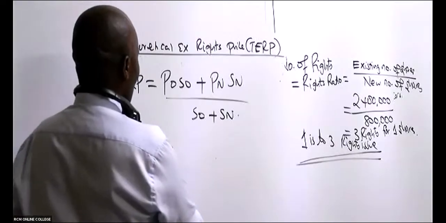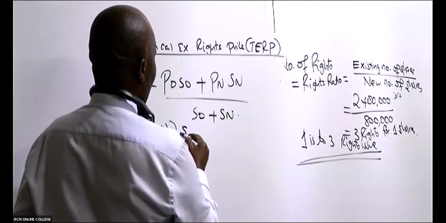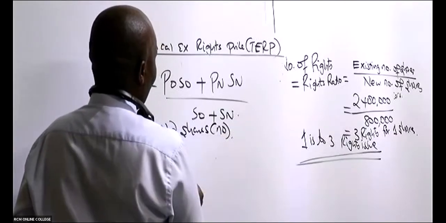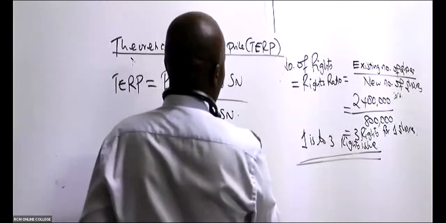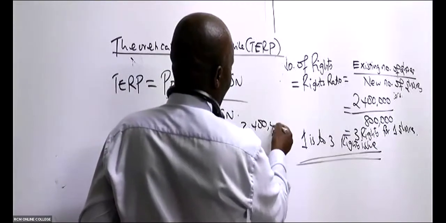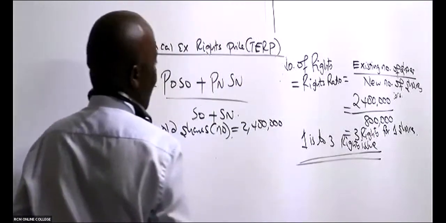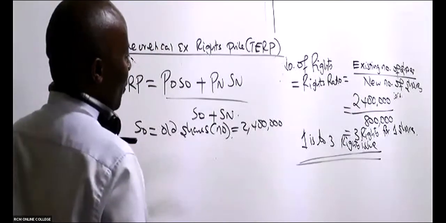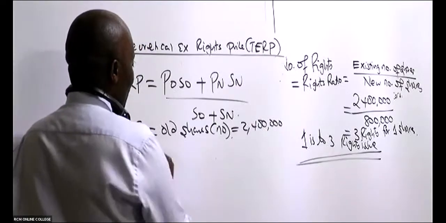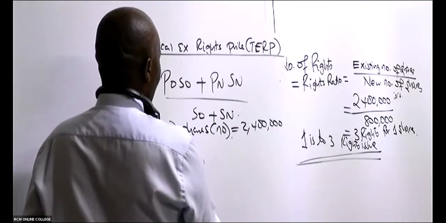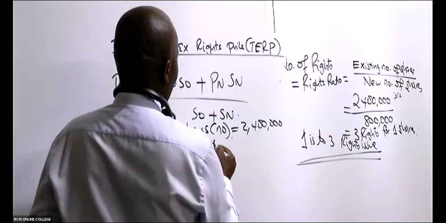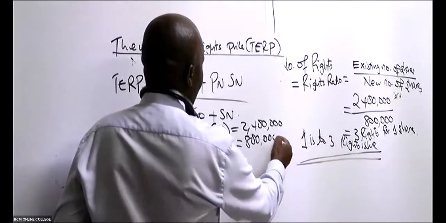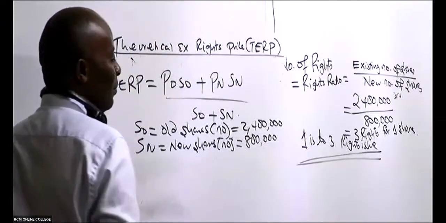So remember, SO represents the old shares number, which in this case here are how many? 2.4 million, right? Then we have SN, the new shares number. You guys gave me a figure of 800,000.